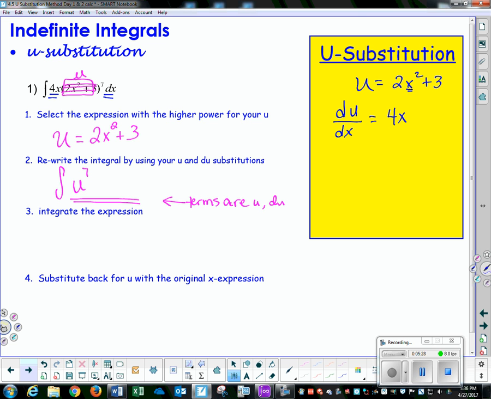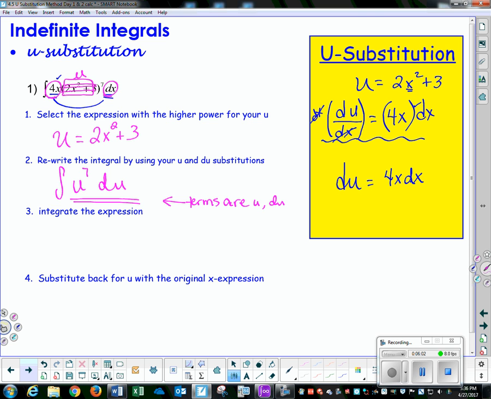So I'm going to travel over here to the right and kind of analyze what I have. I have that 4x, right? Perfect. But it needs to be multiplied by a dx. Oh, I can do that because I can simply multiply both sides by dx. And now this will cancel or reduce to 1. And I get du is equal to 4x times dx. Perfect. Because I'm going to replace 4x times dx with du.